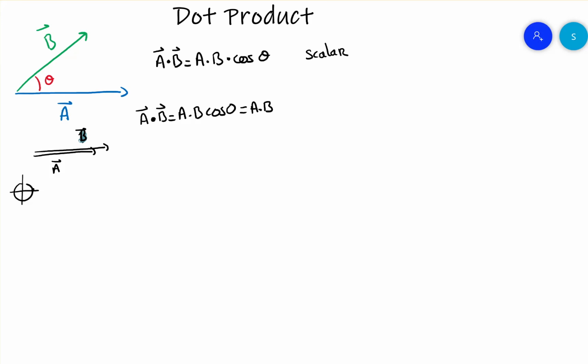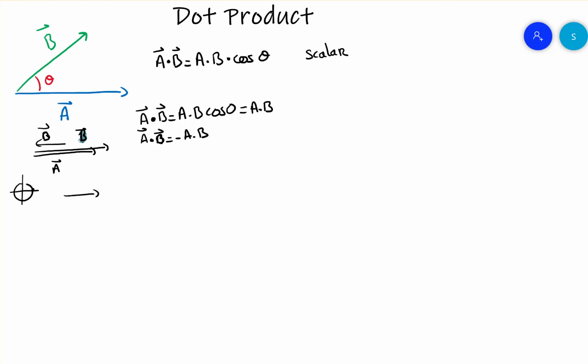If B was in the opposite direction, but still on the same line of action, then the vector A dot the vector B will be equal to minus the magnitude of A times the magnitude of B. Okay, specific configuration.